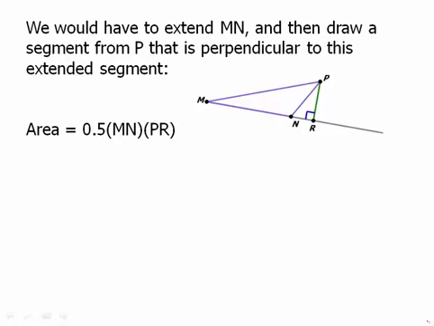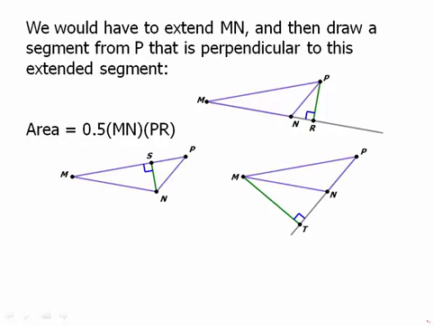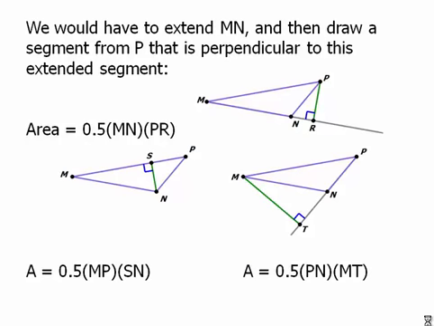So we could legitimately say that the area of this triangle is 1/2 the base MN times the altitude PR. That is 100% true. Similarly, we could draw altitudes from other vertices. So we draw one from N, that just intersects the opposite side, that's easy. We draw one from M, well again we have to extend PN the other way, and then the altitude intersects that extended line. So for the second triangle with an altitude from N, we can just say the area is 1/2 MP times SN, and for the third triangle, we can say the area is 1/2 PN times MT.